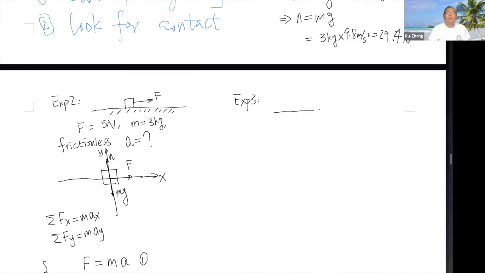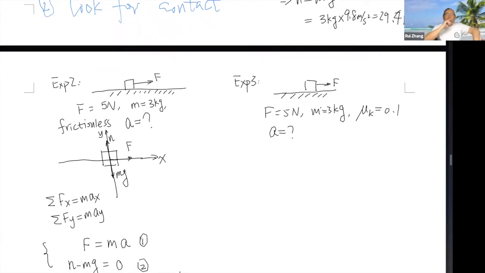So this time it's still this thing pulling with this F here, but we're going to say that this is not frictionless anymore. It's going to be frictional. So F equals 5 Newton, m equals 3 kilogram. And then let's say we have mu k, the coefficient of kinetic friction, equal to 0.1. So again, we want to find out the acceleration. So let's say the object is moving, and then we want to find out the acceleration.